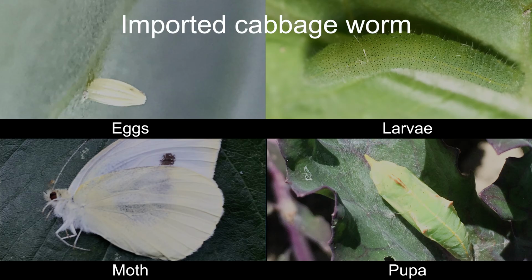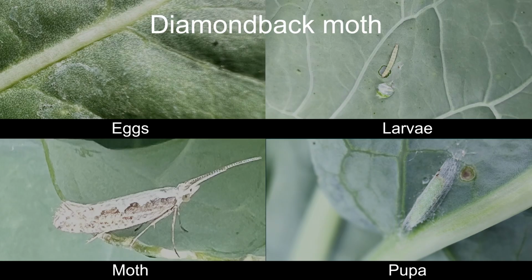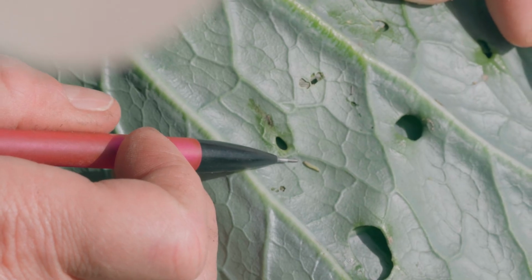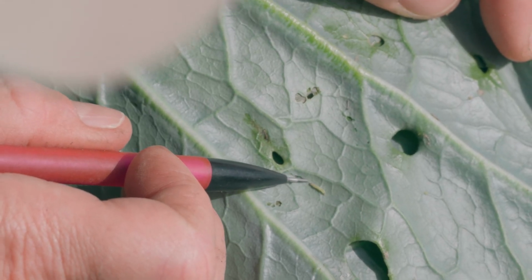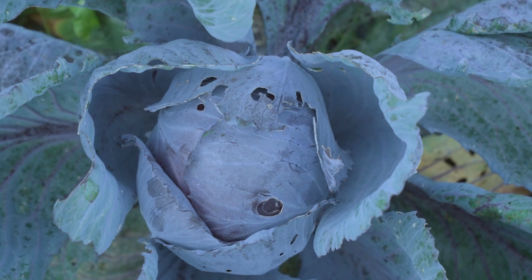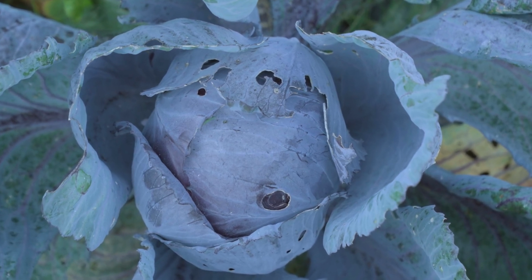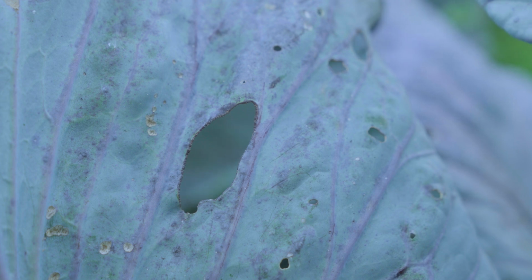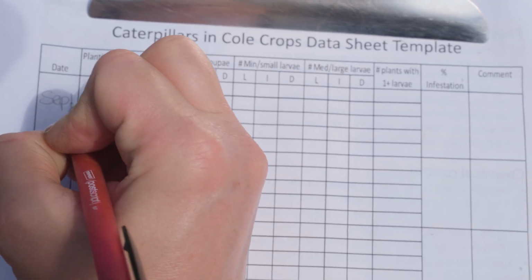Now, let's take a deeper look at those caterpillars. Here are the life stages of the imported cabbage worm, the diamondback moth, and the cabbage looper. When you monitor, look for eggs, larvae, pupae, and signs of feeding. Eggs and pupae are not used to calculate the percentage of infestation, but they are a good way to understand the stage of development you are at.